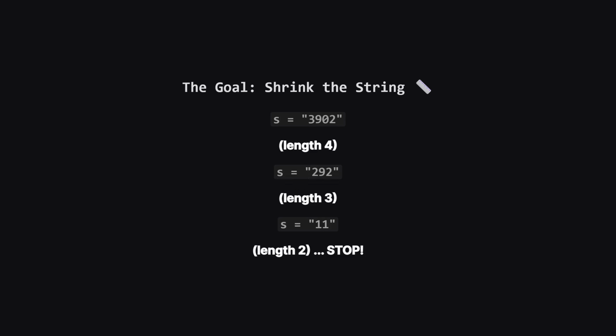So the whole game is about shrinking the string. We start with some initial length, maybe 4 or 5 or more. We perform an operation, and it gets shorter by 1. We do it again, it gets shorter again. We keep doing this until the string has exactly 2 characters left. At that point, we stop and make our final comparison.